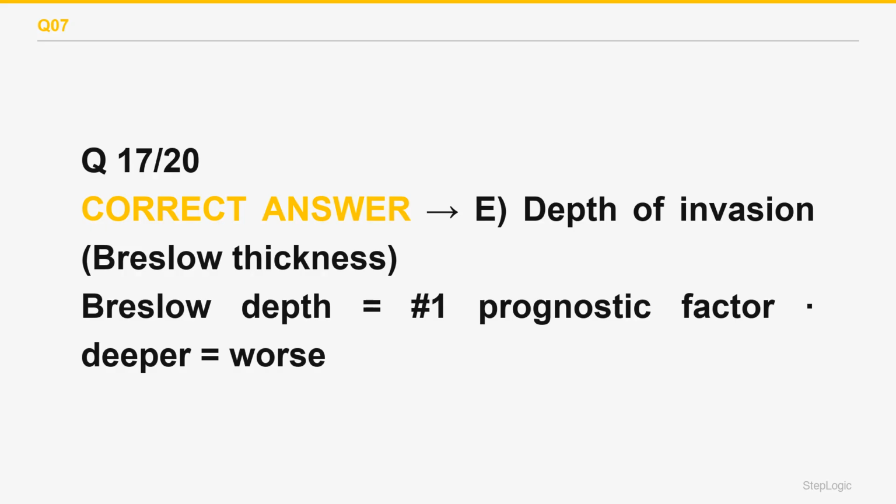Asymmetry, border irregularity, color variegation, diameter over 6 mm, and evolution help you recognize a suspicious lesion, but once melanoma is diagnosed, the Breslow depth determines prognosis and staging. Melanoma is associated with UV exposure and BRAF mutations, which are now therapeutic targets. Depth of invasion is the prognostic answer.